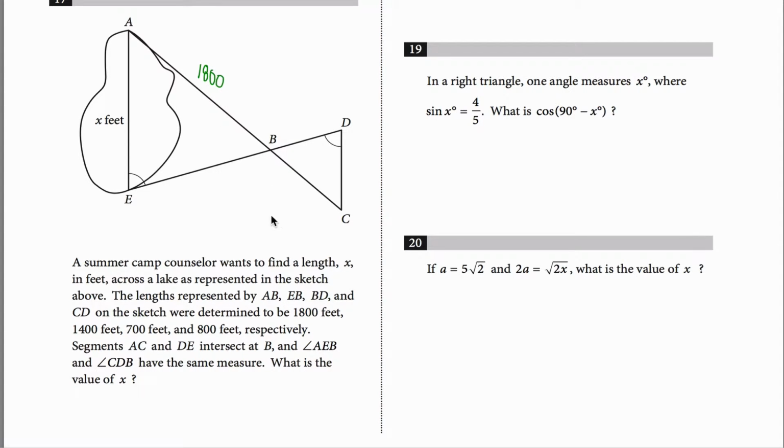You might want to just call that 18 because all of these are multiples of 100, but then just remember that your value of x needs to be multiplied by 100. I'd be afraid that I'd forget to multiply by 100 at the end, so I'm going to leave this as 1,800. The next one, EB, is equal to 1,400. So EB in my diagram is right here. And then it tells me that BD is equal to 700. So that's this length right here. And then finally it tells me that CD is equal to 800. Probably worth spending an extra second to make sure you label these correctly. AB should be labeled as should EB, BD, and DC, and those should be 1,800, 1,400, 700, and 800 respectively.